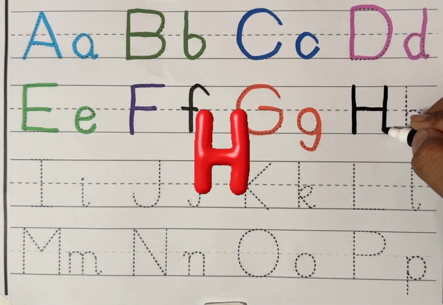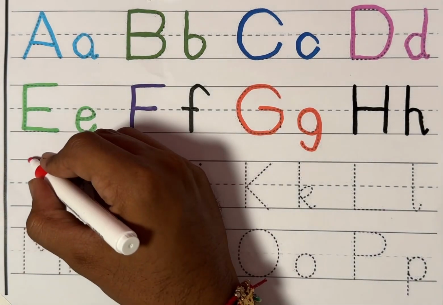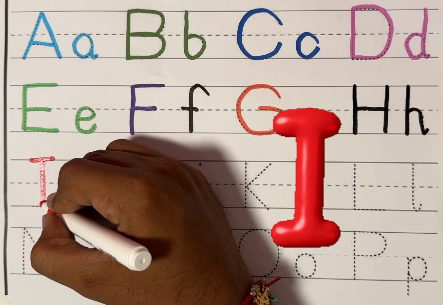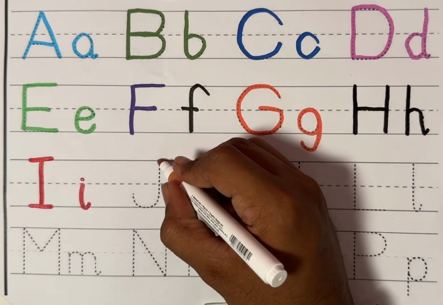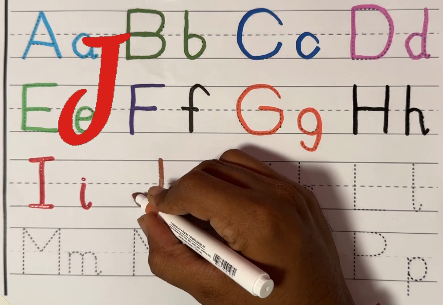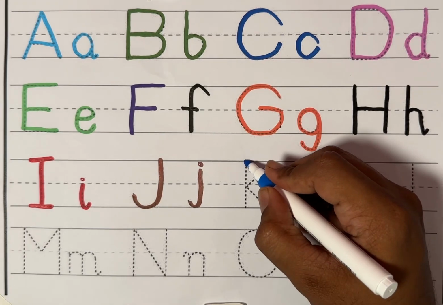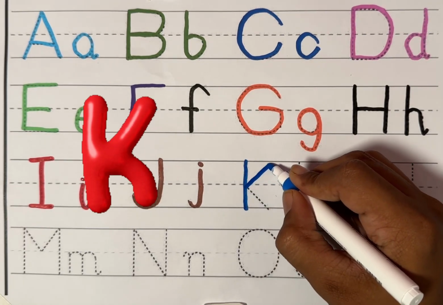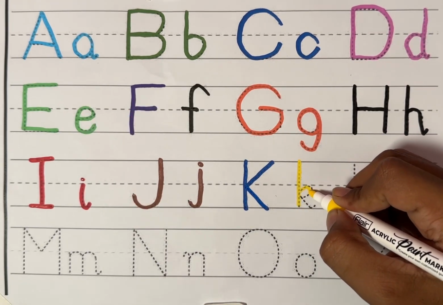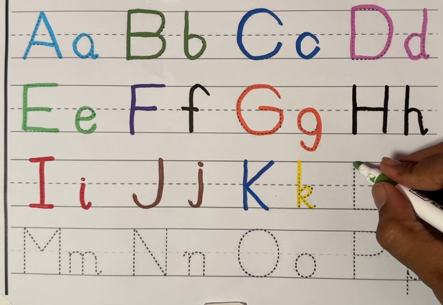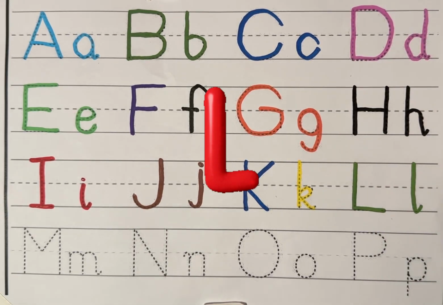H for hungry. I for itchy. J for jellyfish. K for kite. L for lazy.